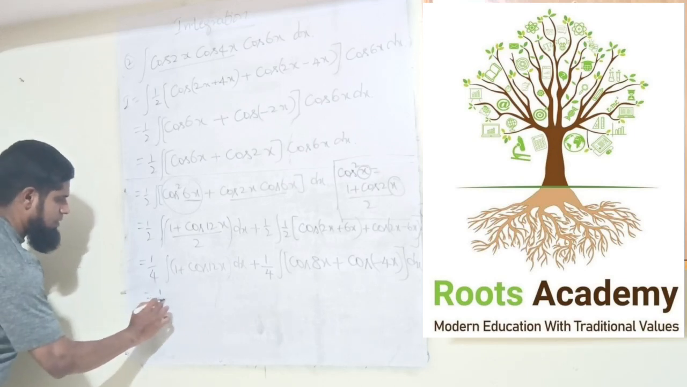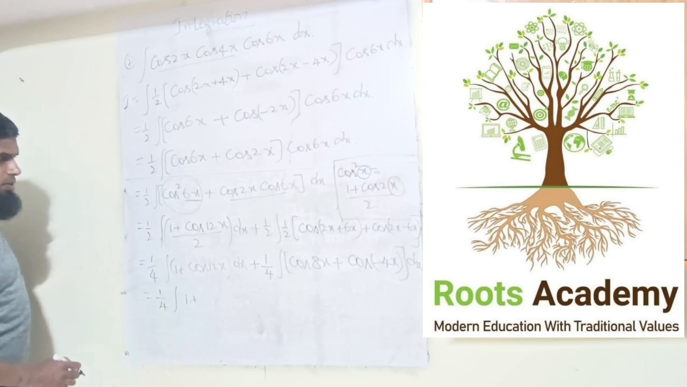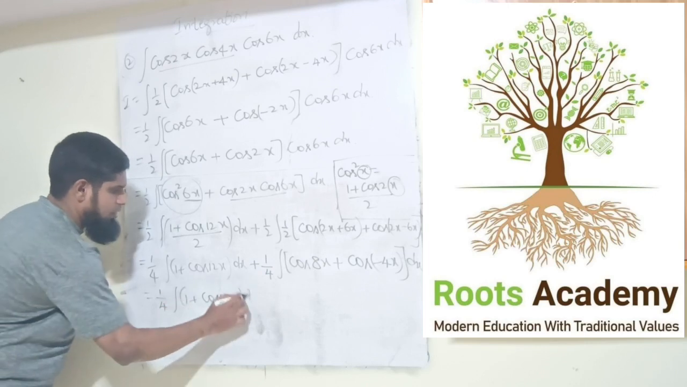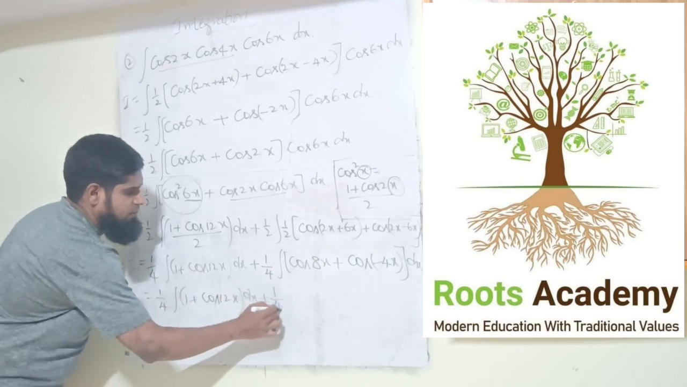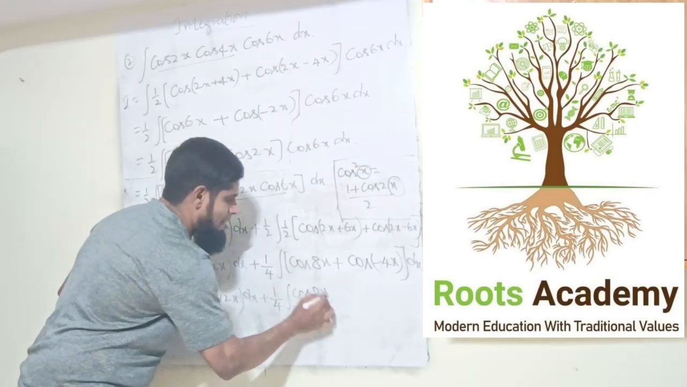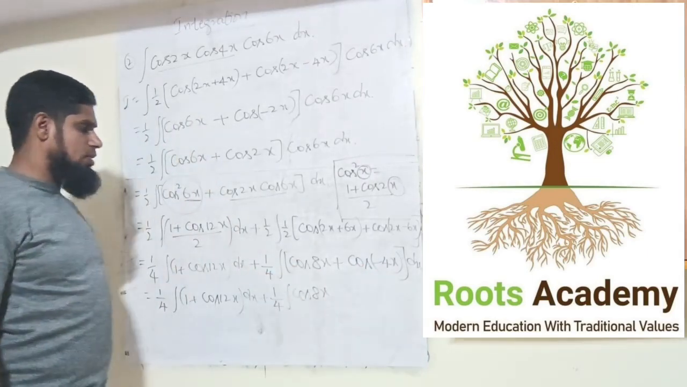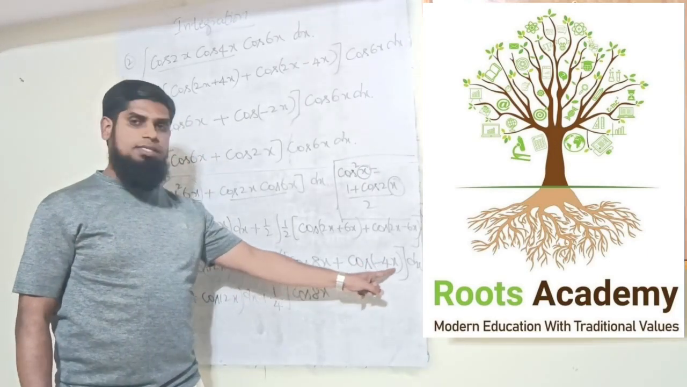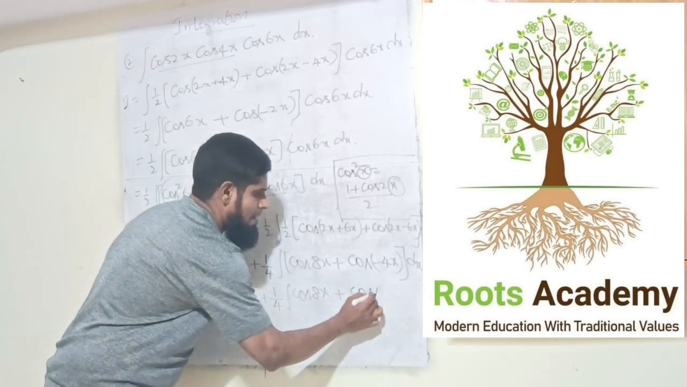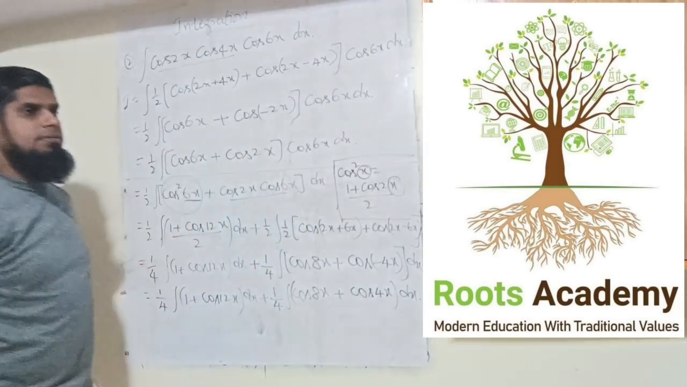So this will be 1 by 4 integral of 1 plus cos 12x into dx plus 1 by 4 integral of cos 8x as it is, no changes here. Cos of minus theta is just cos theta. So positive term plus as it is cos 4x into dx.